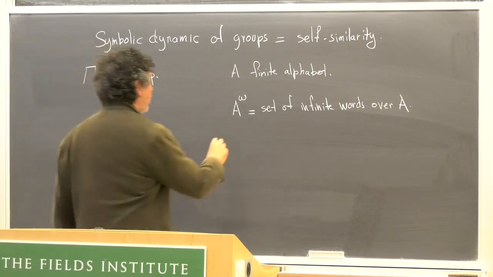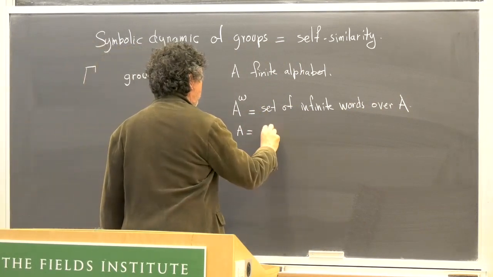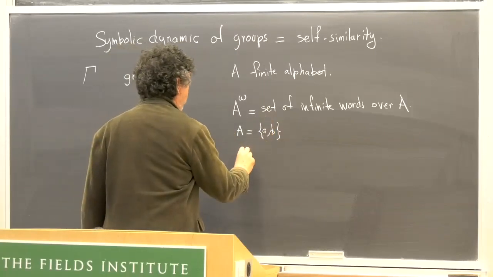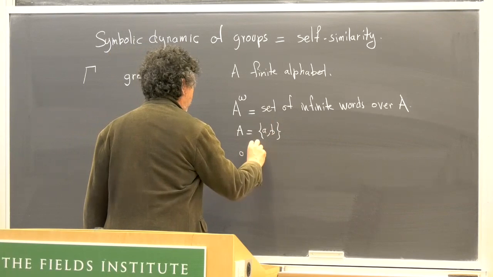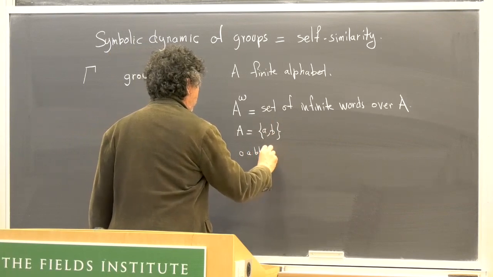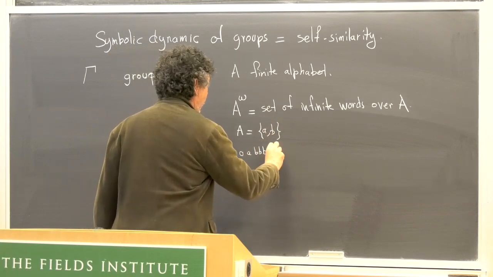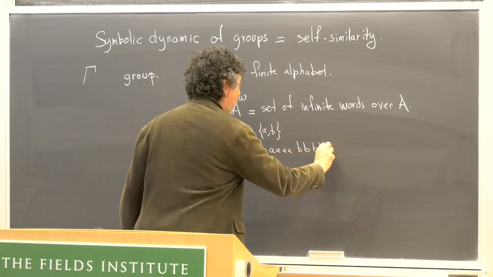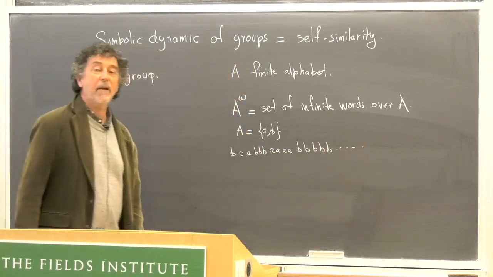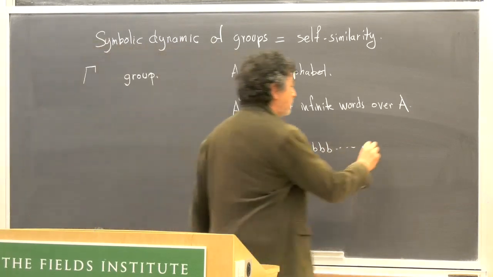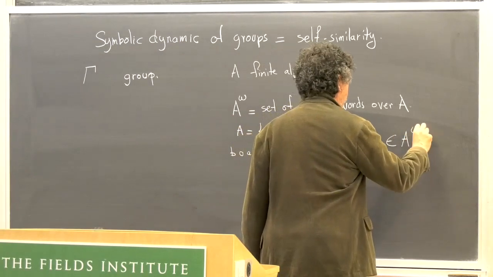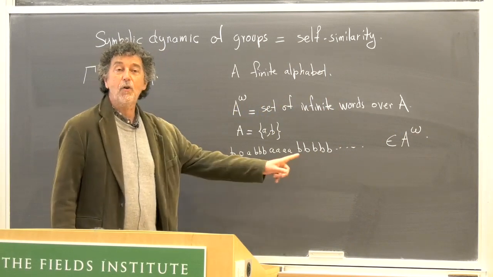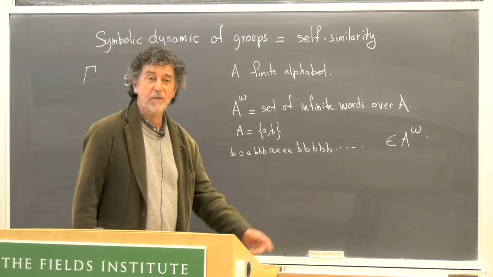So for example, if A is just the set with two elements a and b, an element of the type a, b, b, b, or b, a, b, b, b, b, b, and so on, is an element of A omega. So it starts at some point. There is a starting point, but there is no end. Okay, this is a semi-infinite word.